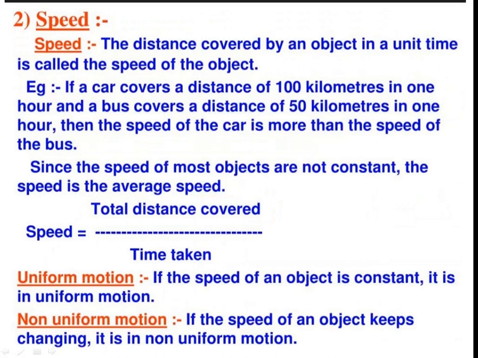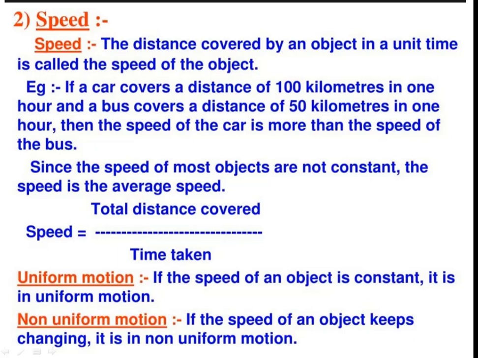Speed. The distance covered by an object in unit time is called speed of an object. For example, if a car covers a distance of 100 km in 1 hour and a bus covers a distance of 50 km in 1 hour, then the speed of the car is more than the speed of the bus. Since the speed of most objects is not constant, the speed is the average speed. Speed is equal to total distance covered upon time taken.